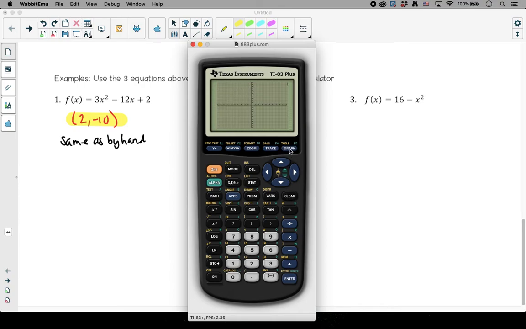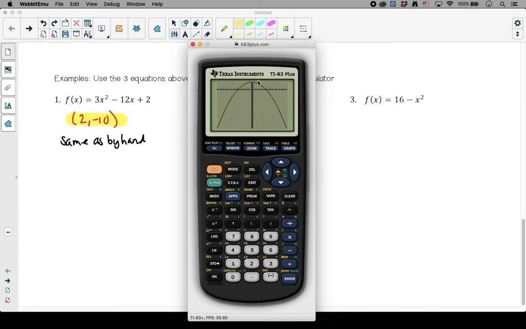I'm going to graph. And this time we cannot see our vertex because it's all the way up here somewhere. So now is when I would go to zoom. And we're going to go to zoom fit. So I'm going to go to find zoom fit, which is right here. It says 0. So I'm going to press enter.